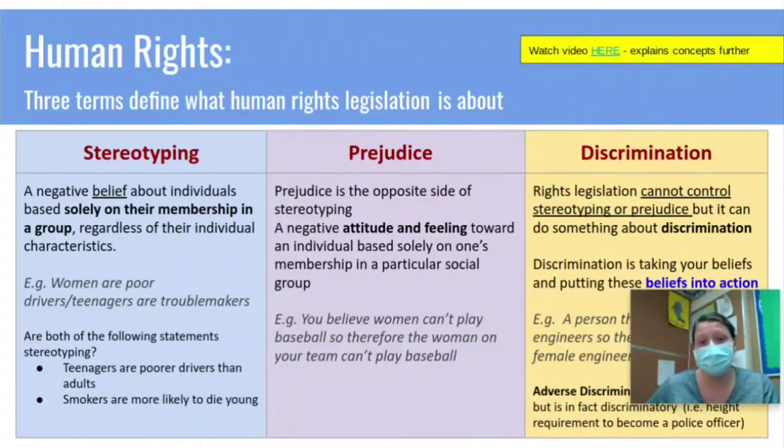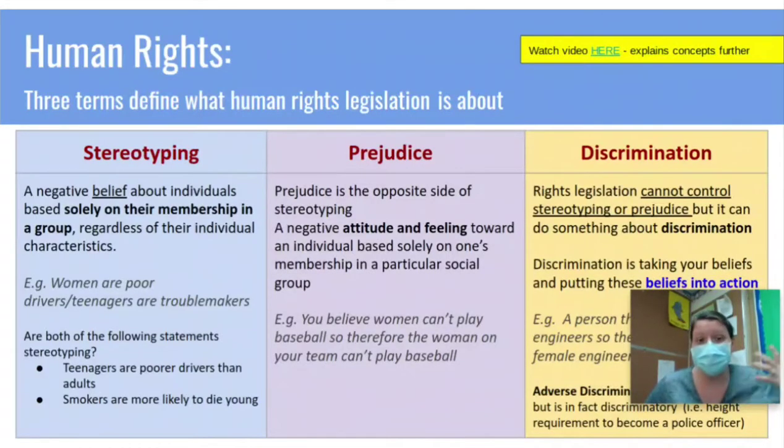We next move to prejudice, okay? And I say move to because they really are a progression. So a stereotype is something that's going on in our head. Prejudice is a negative attitude or feeling towards an individual based solely on their membership in a particular group. So this is when you take a stereotype that you have about someone and you then have a very negative attitude or feeling towards someone because of it.